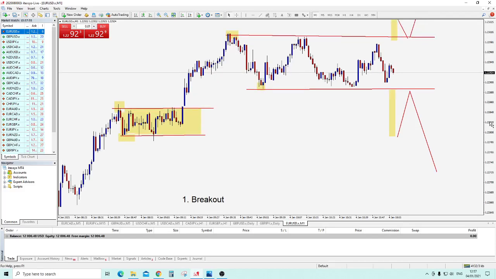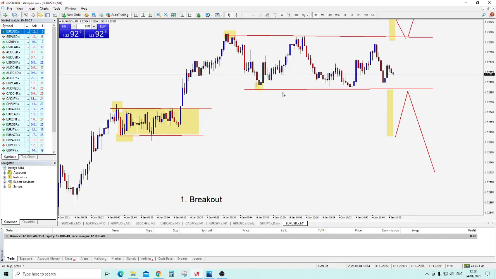So that's a safer way to trade the breakout, because you have the confirmation that the breakout actually happened, as opposed to trading the breakout itself, where you can find yourself in a lot of fake outs. So now you have more confirmation. These are a higher probability setup.